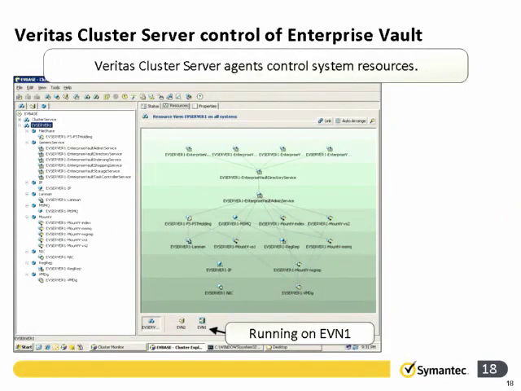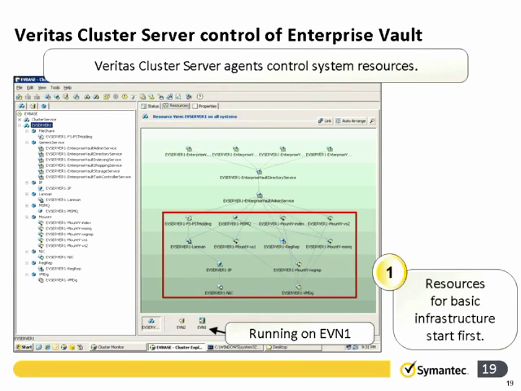When we are setting up Enterprise Vault to work in a cluster environment, in this particular example, we're showing you what the interface looks like for the Veritas cluster server. We have different sections for the various services that are needed for Enterprise Vault. If something were to fail over, in this case we're starting off running on EVN1, we could fail over to EVN2 in our clustered environment.